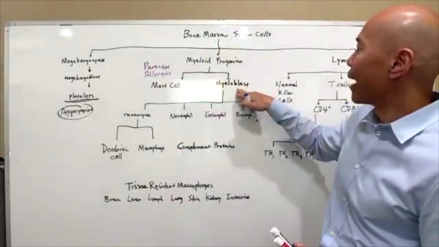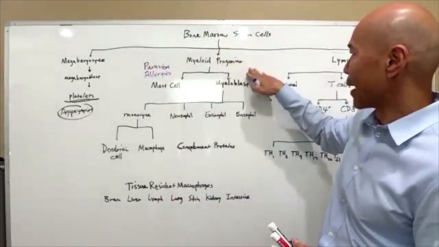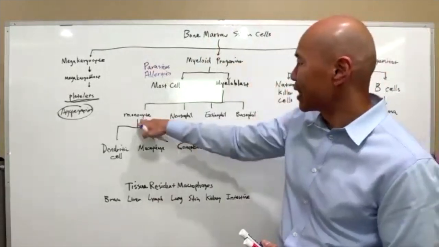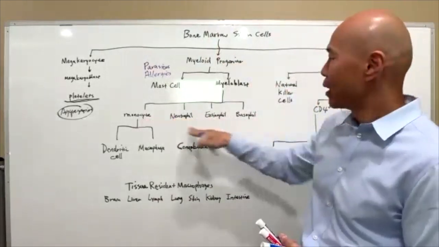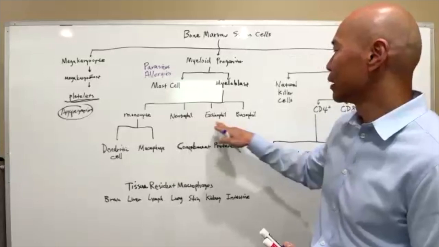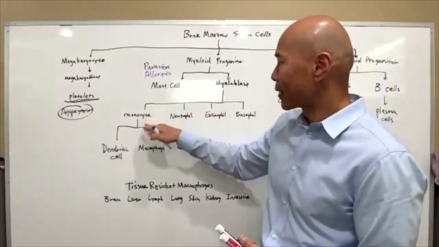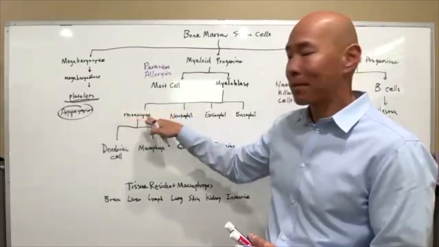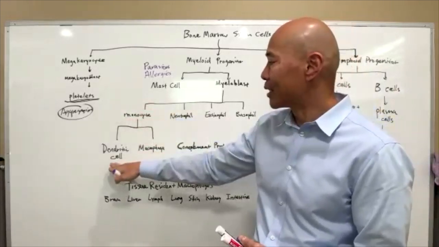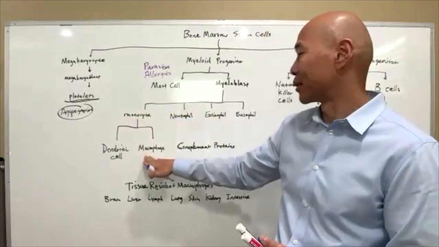Now, you also have these myeloblasts, which come from the myeloid progenitor, which can turn into these different types of white blood cells. So we have monocyte, neutrophil, eosinophil, and basophil. Now, the monocytes, these are large white blood cells that can turn into either dendritic cells or macrophages.